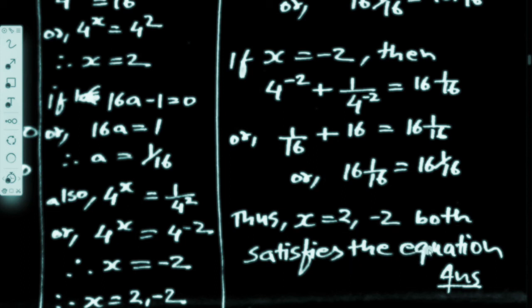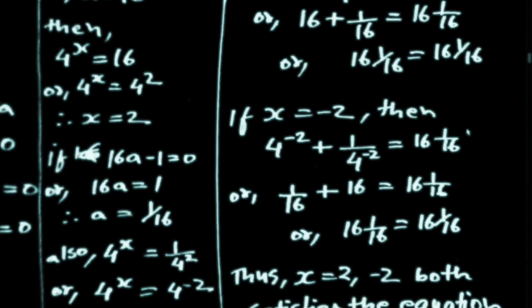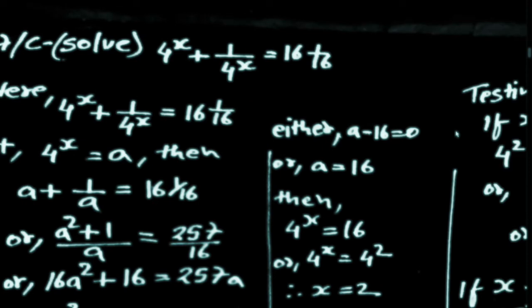In the beginning, the given equation is satisfied by both minus 2 and 2. So our answer is both 2 and minus 2. In this way, we can easily solve it. We got the solution of the given equation here.